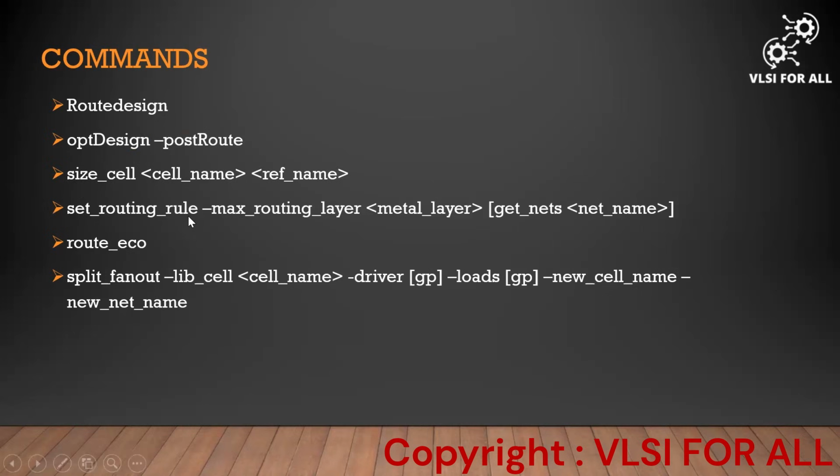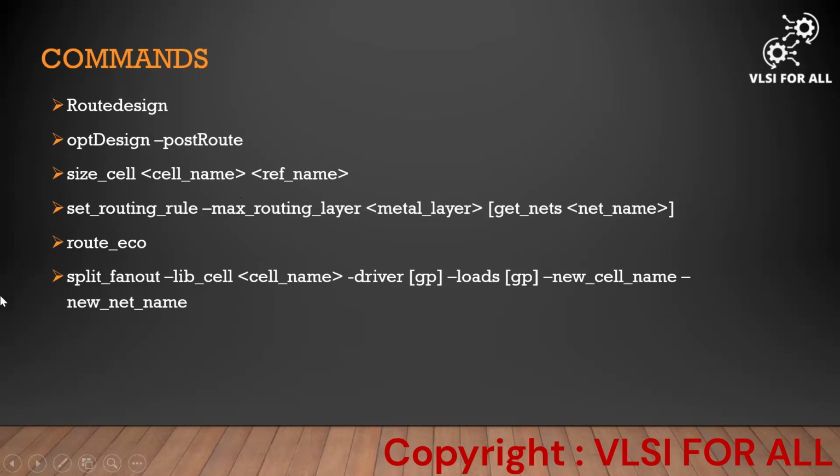The next one is set routing rule, hyphen max routing layer. We have to mention the routing layers, that is, up to which metal layers can be used for routing. It has to be mentioned here. Once we do any manual fixes for timing, we have to do the route ECO. For the cells which we added manually, we have to do ECO manually, using this command, route underscore ECO.